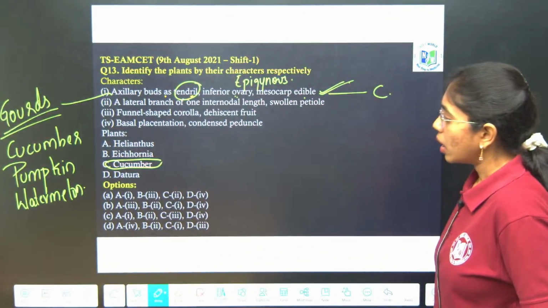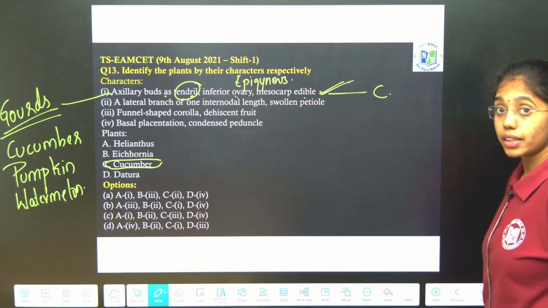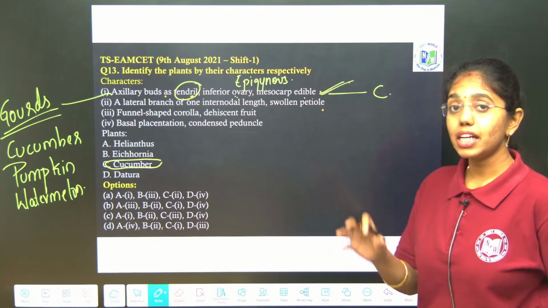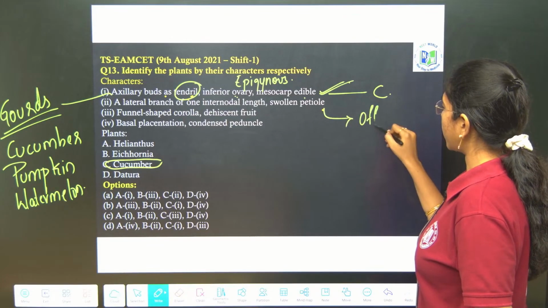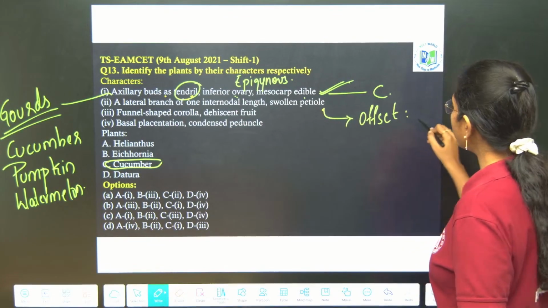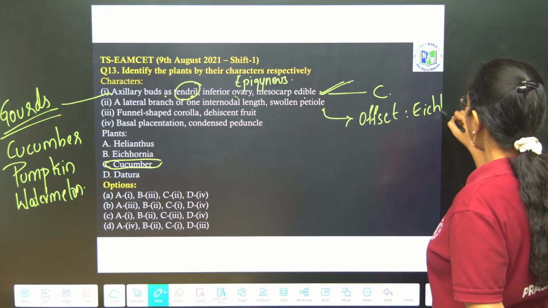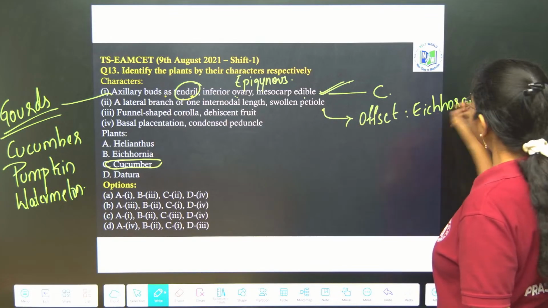Next, a lateral branch of one internodal length with swollen petiole. This is again subaerial stem modification of offset. And example for this is what? Pistia and Eichhornia. Fine. So, 2 will be option B.